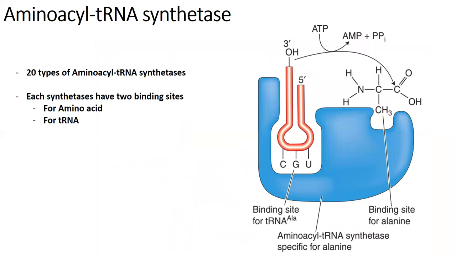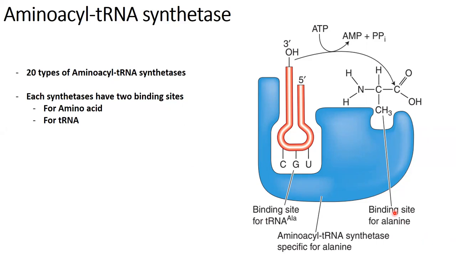Here is the representation of how an aminoacyl tRNA synthetase attaches an amino acid to its transfer RNA. There are 20 of these enzymes in the cell, one for each of the amino acids. Each amino acid has a specific synthetase that links it only to those transfer RNAs that recognize the codons for that particular amino acid. To catalyze this reaction, synthetases have two binding sites, this one and this one here: one for the amino acid and the other for the cognate transfer RNA.